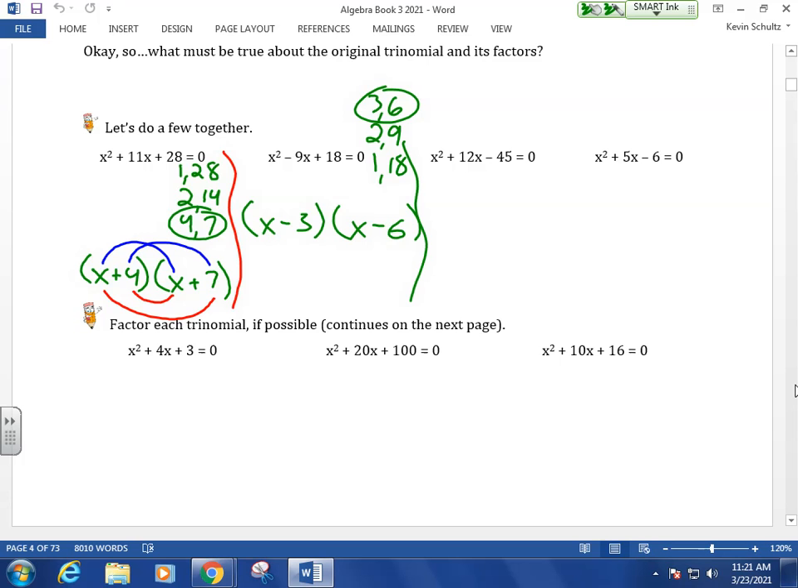Next one. X squared plus 12x minus 45. Starting with that constant, what factor pairs do we have to pick from here? Brent? 5 and 9?